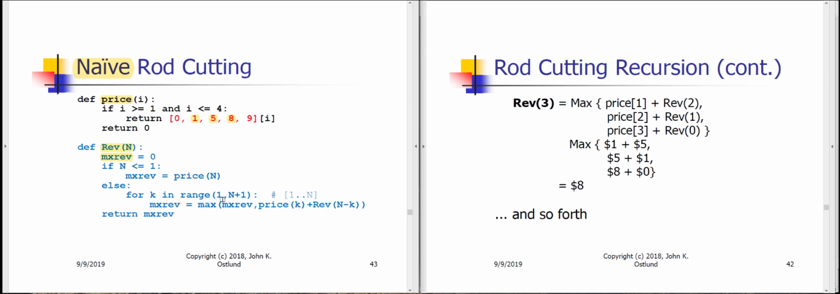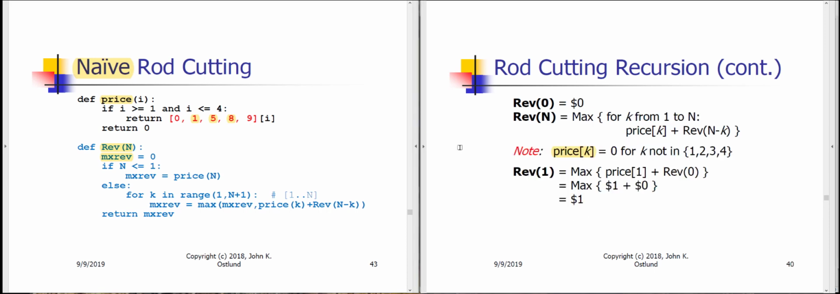possible first cuts that I might make, I'm going to want to compute the maximum of the maximum revenue that I've remembered so far, plus the price of a piece cut at k feet, and the maximum revenue for the remaining n minus k feet. If maxRev doesn't exist here, this max function call is going to raise an exception, and my program is going to crash. All right, so let me bring back onto my right-hand screen our algorithm.